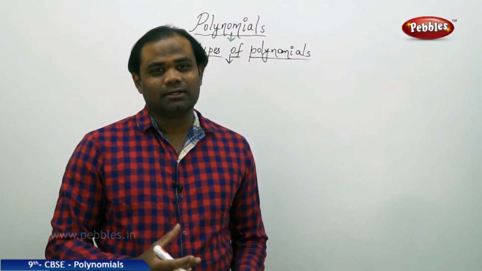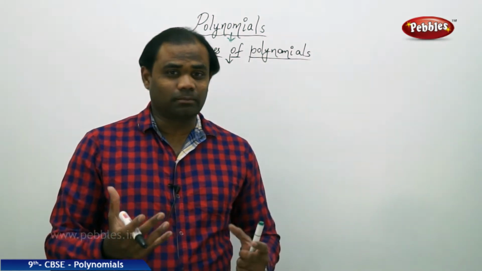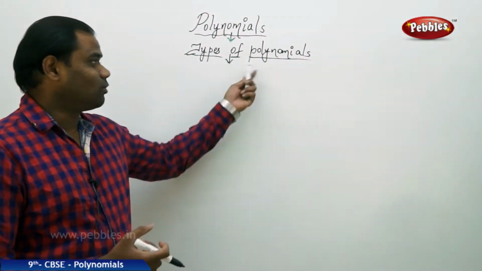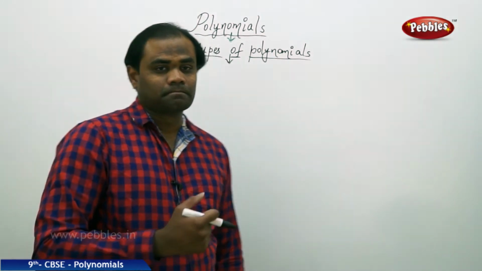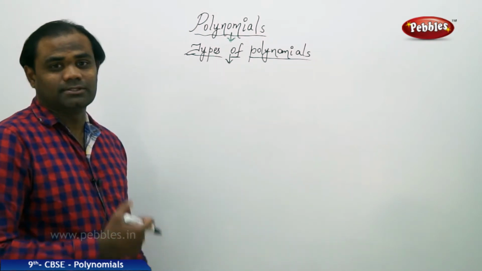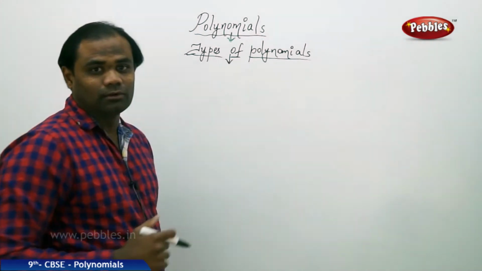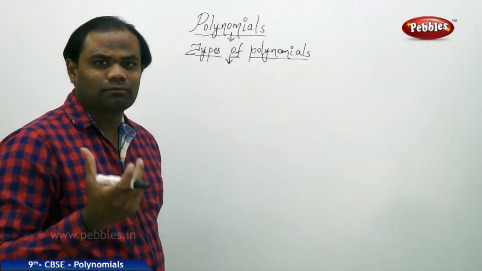Next, let's see the different types of polynomials. Now that we have defined what a polynomial is, let's classify the different types of polynomials existing in the branch of mathematics. Now, types of polynomials is the session. As we discussed about the definition of a polynomial, let's take, for example, a polynomial of one term.